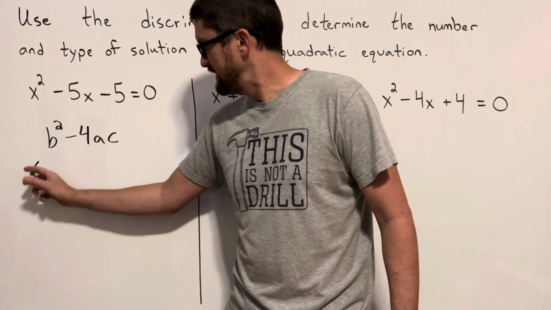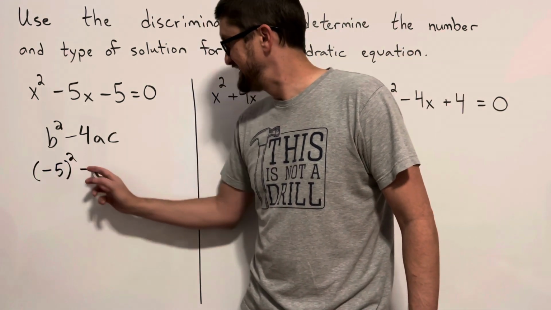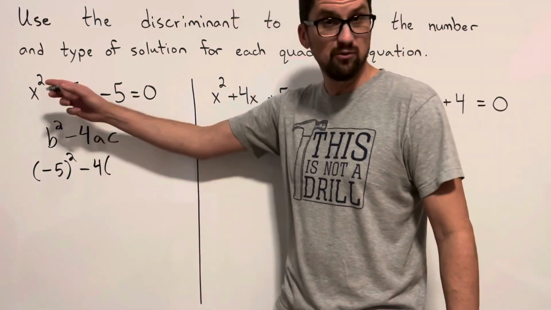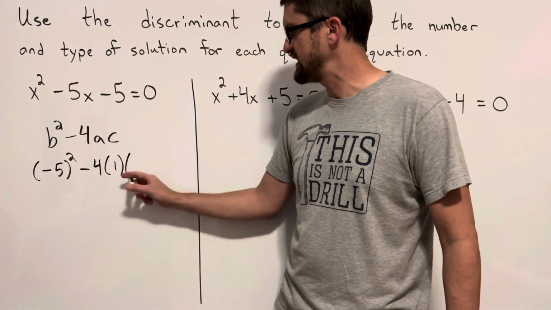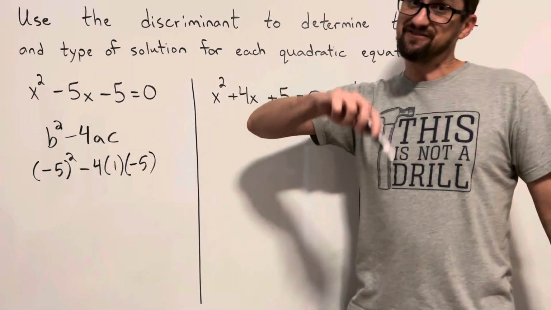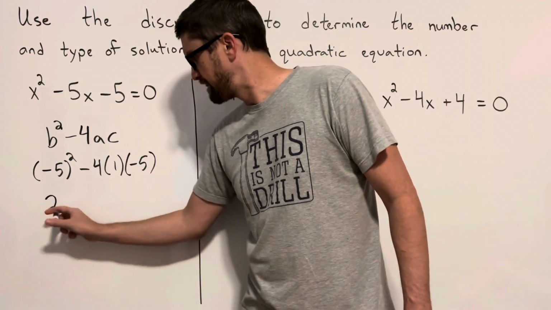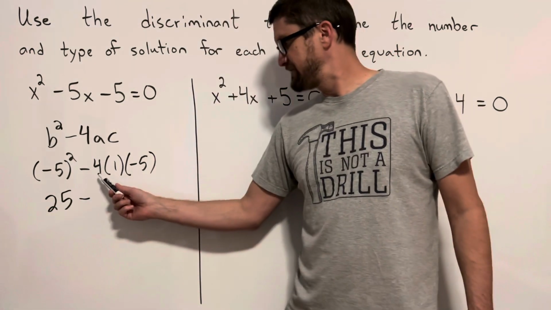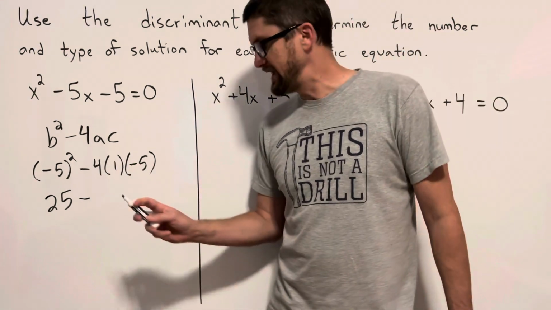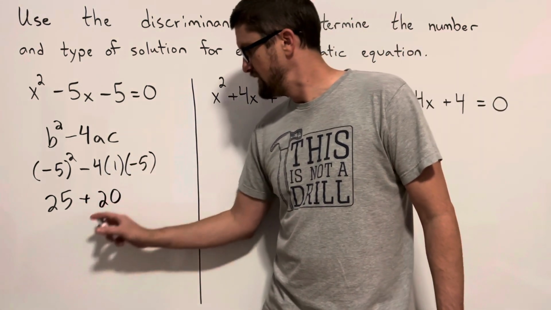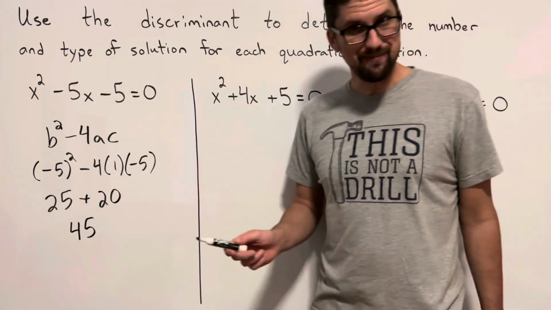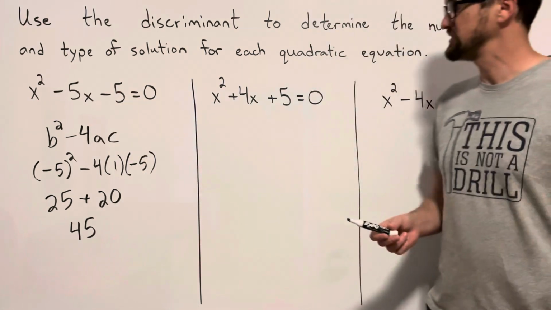So plugging in the values here, we have -5 in parentheses squared, minus 4 times a, which is 1, and times c, which is -5. So we have -5 in parentheses squared, that's -5 times -5, that's positive 25. And then we have multiplication here, 4 times 1 times 5 is 20, and there's a double negative, so it's going to be plus 20. So we end up with 45 as the discriminant for this quadratic equation.